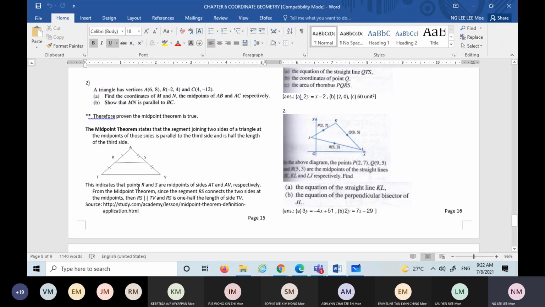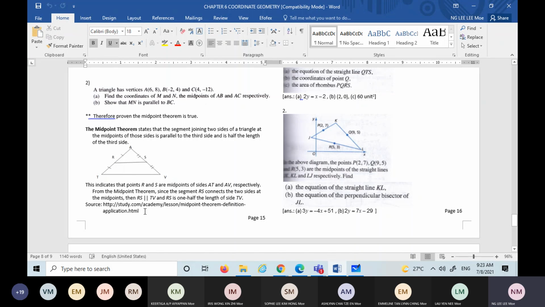This indicates that points R and S are the midpoints of these sides. From the midpoint theorem, since the segment RS connects the two sides at the midpoints, RS is parallel to TV, and RS is 1/2 the length of TV. So this is the midpoint theorem.